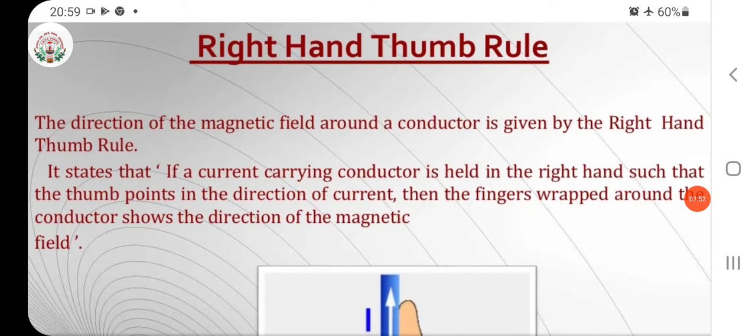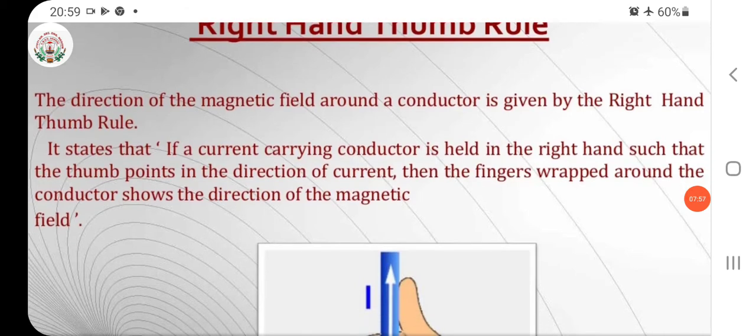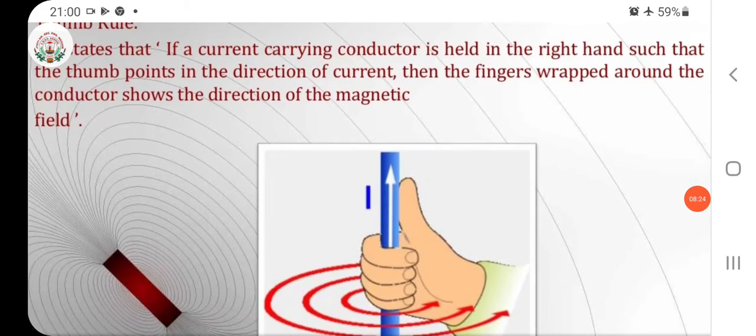Now, what is the right hand thumb rule? The direction of the magnetic field around a conductor is given by the right hand thumb rule. Using the right hand thumb rule, you can find out the direction of the magnetic field around a conductor. We have seen that a current carrying conductor behaves like a magnet. So the direction of the magnetic field around the conductor is given by the right hand thumb rule. Okay. Now what is the right hand thumb rule?